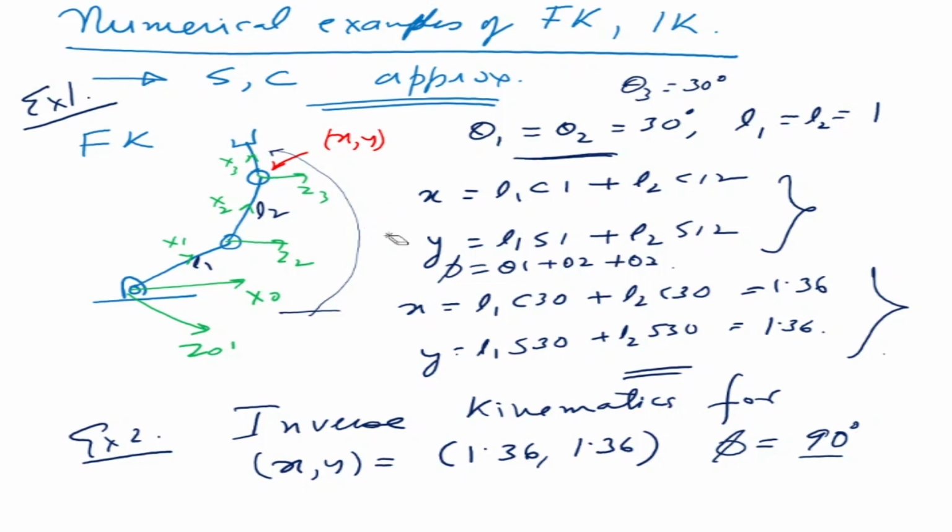So what are we supposed to find out? The question is: find theta 1, theta 2, theta 3. What are these corresponding angles by using inverse kinematics? So the same problem, forward kinematics I've done. Now do the inverse kinematics where you are given XY as 1.36, 1.36 and phi is 90. So you should be able to get back these values: theta 1 equal to 30, theta 2 equal to 30, theta 3 equal to 30. Okay, L1, L2 is given. L1 is equal to L2 is equal to 1 unit. That's given. Okay, let's look at the problem now and try and solve it.